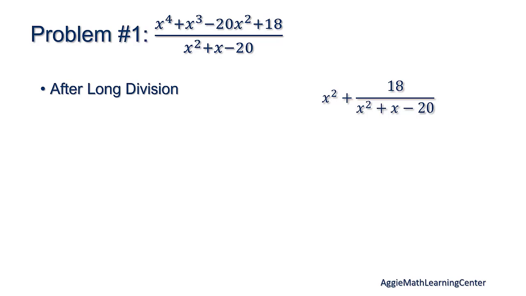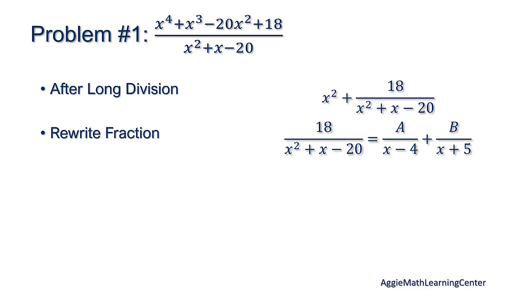What partial fraction decomposition does is take the complex fraction and break it into simpler fractions that are added together. For example, we will be breaking the fraction 18 divided by x squared plus x minus 20 into a divided by x minus 4 plus b divided by x plus 5, where a and b are values that we will need to solve for. We can solve for a and b by some algebraic manipulation.